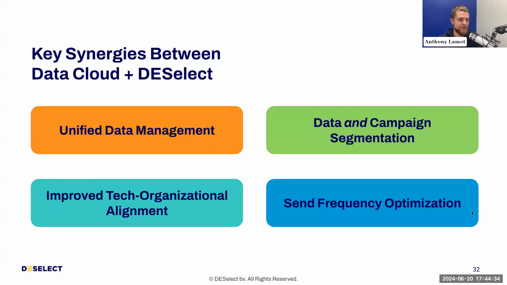And I will just sum up some of the key synergies if you combine Data Cloud with DESelect. First off, you'll have powerful capabilities like unified data management, where Data Cloud is really key. But you can also have both data and campaign segmentation. So you can do your master segmentation in Data Cloud, but do your more granular segmentation inside of DESelect. Overall, you have improved technological and organizational alignment. What I mean by that is, as I've mentioned, marketers tend to use Marketing Cloud, but more technical resources tend to use CDP. By combining the products in this hybrid architecture, you're really making sure you're optimizing, having sort of best-in-class products for your different user bases. And lastly, you can also do send frequency optimization, which is a capability pretty unique to the DESelect platform.